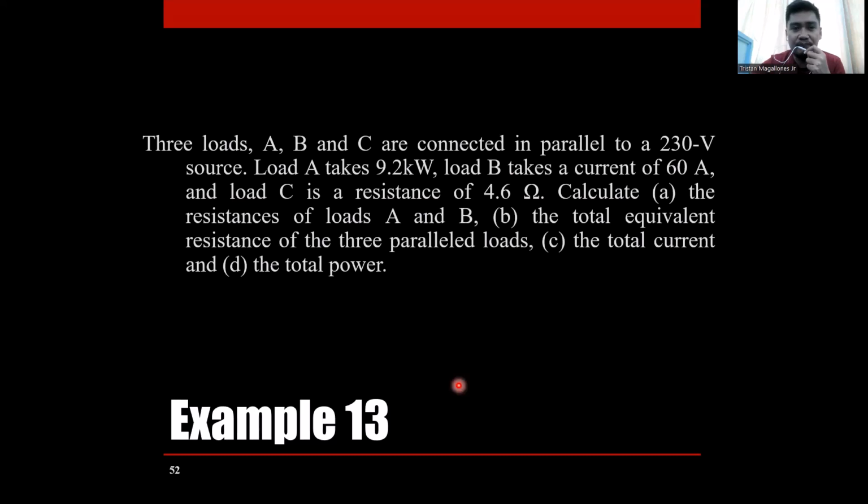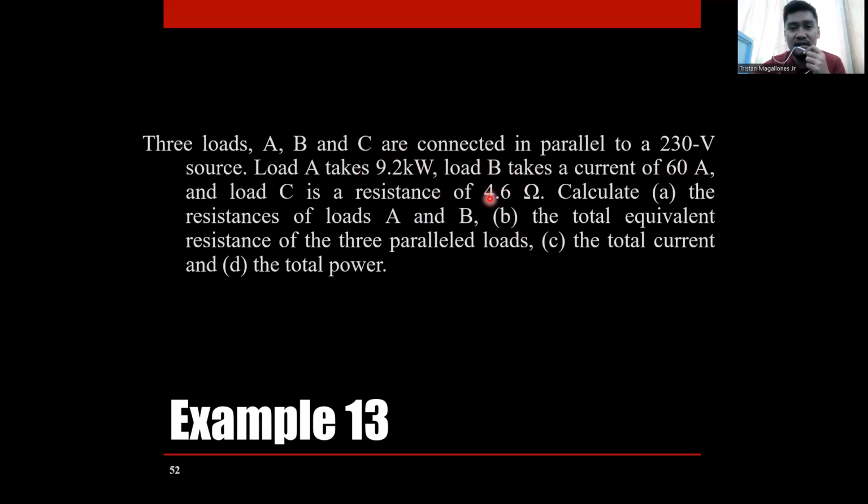So another example. We have three loads, but here they are connected in parallel and they have the same voltage for all, since they are in parallel. So your total voltage will be the same as the individual voltages. So load A takes 9,200 watts or 9.2 kilowatts, no? So this is power. Load B takes a current of 60 amperes, and load C is a resistance of 4.6 ohms. As you can see, they are of different parameters, no? Load A, the given is power. Load B, the given is current.